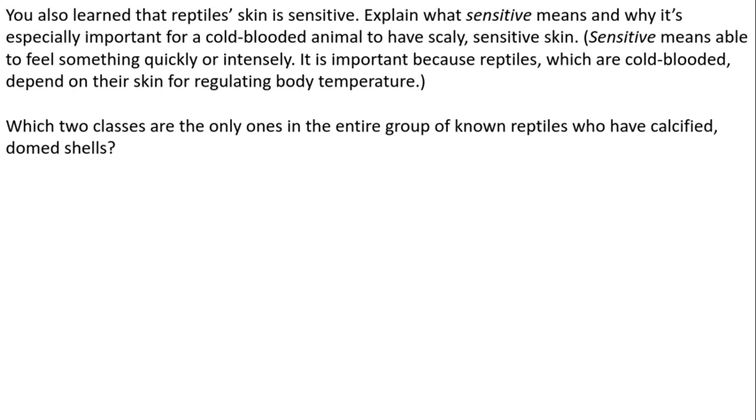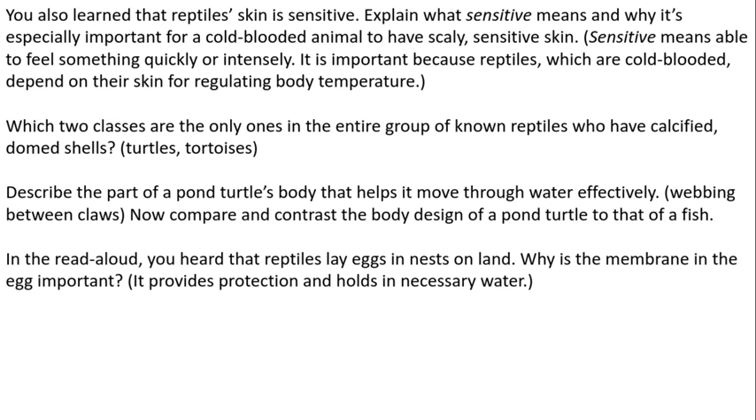Which two classes are the only ones in the entire group of known reptiles who have calcified domed shells? What kind of reptiles have shells? Turtles and tortoises. The part of a pond turtle's body that helps it move through the water effectively is the webbing between its claws. Now compare and contrast the body design of a pond turtle to that of a fish. So a pond turtle is helped by its webbing in its claws, whereas a fish swims around with its fins.